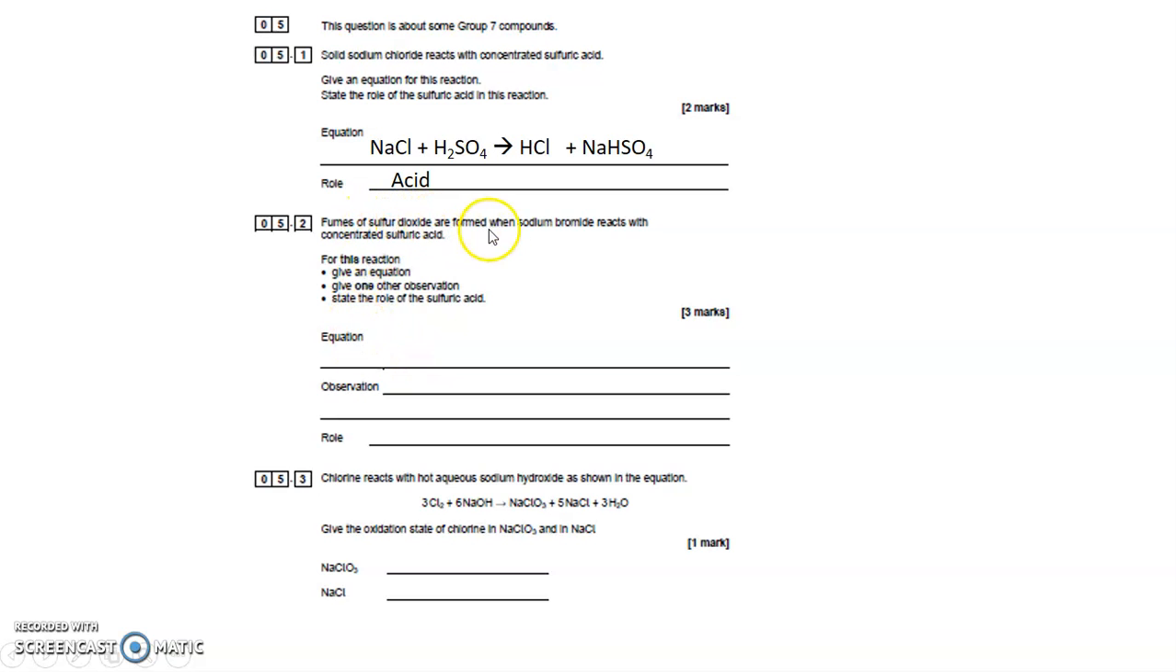Fumes of sulfur dioxide are formed when sodium bromide reacts with concentrated sulfuric acid. What's the equation? Sodium bromide does this equation: NaBr instead of NaCl, with sulfuric acid H2SO4, makes HBr and NaHSO4, but it reacts again and it forms bromine. So sodium bromide and concentrated sulfuric acid go on to make bromine and sulfur dioxide, a choking gas. What else is made? Well, I've got H's and O's, so there's a good chance that I'll make water, and what have I got left over? I've got Na's and SO4's, sodium sulfate.